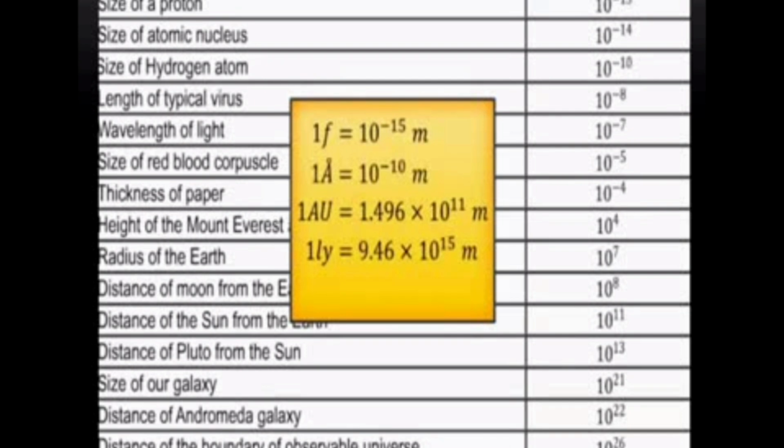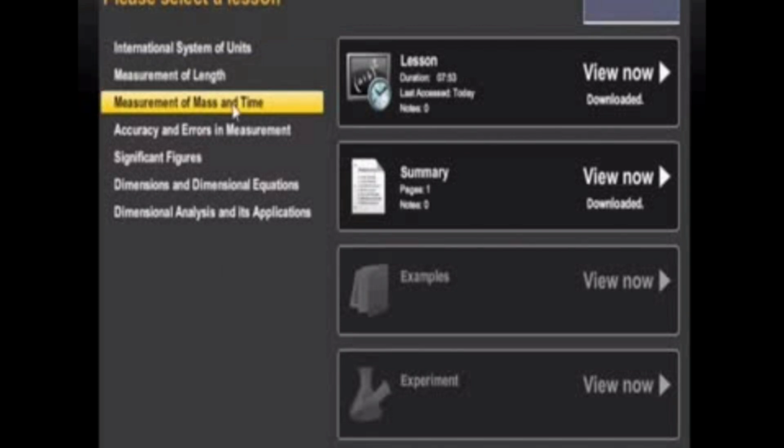Then 1 light year is equal to 9.46 into 10 to the power of 15 meters. It is a very large value. It is used to measure the distance from planet to planet, galaxy to galaxy, or constellation. We use these values for measuring very large distances in our galaxies. Then 1 parsec is equal to 3.08 into 10 to the power of 16 meter. This is also used for measuring very large distances.